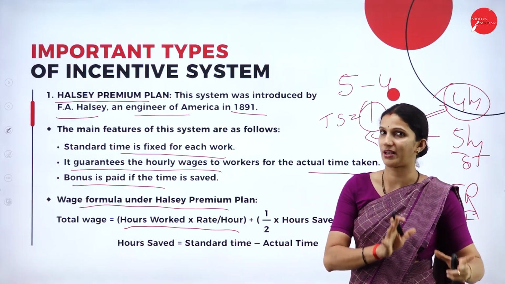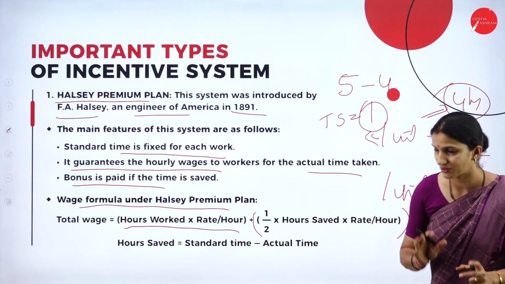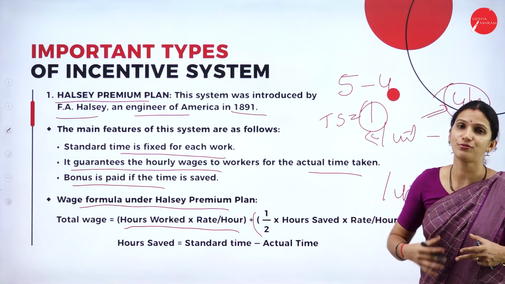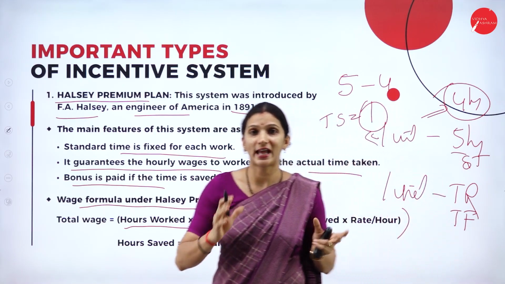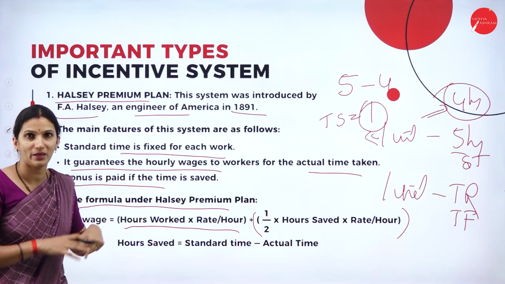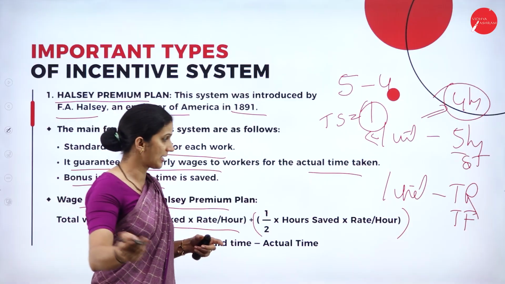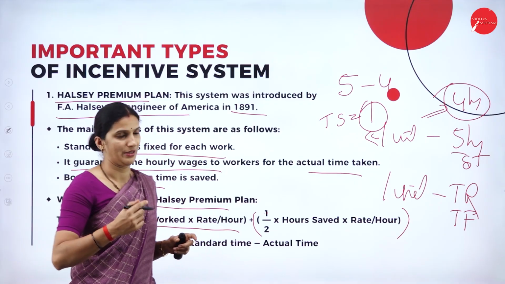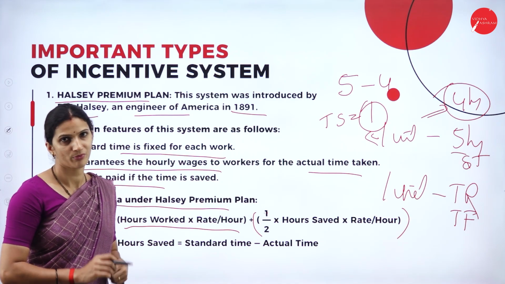So he will get the time wage, plus he will get the bonus on time saved into rate per hour, that is half of the time saved. That's why we have to take 1/2 or half of time saved into rate per hour. So under Halsey's premium plan, you calculate the bonus based on half of the time saved. That's why we have taken half, 1/2, into hours saved into rate per hour. So this is the total wage calculation formula under Halsey's premium plan. Hope it's clear.